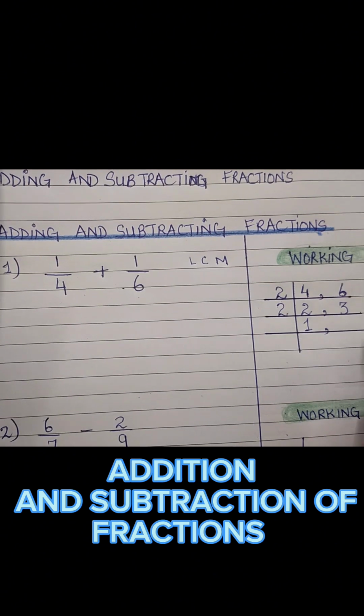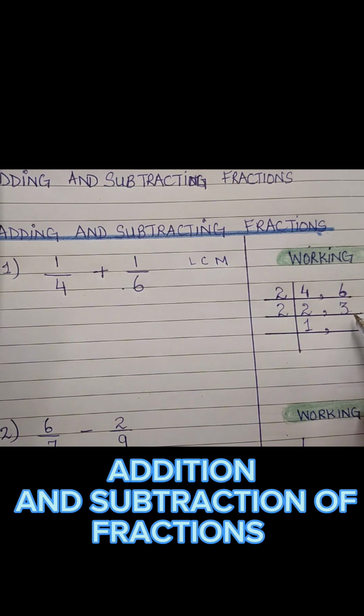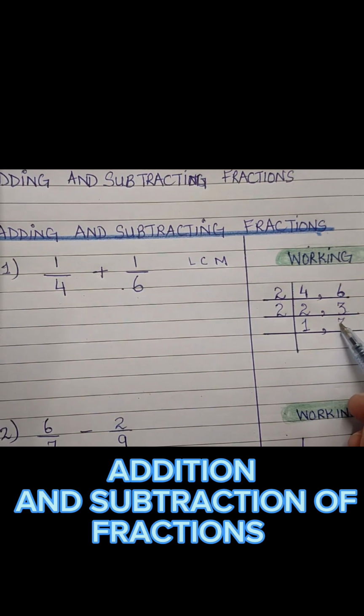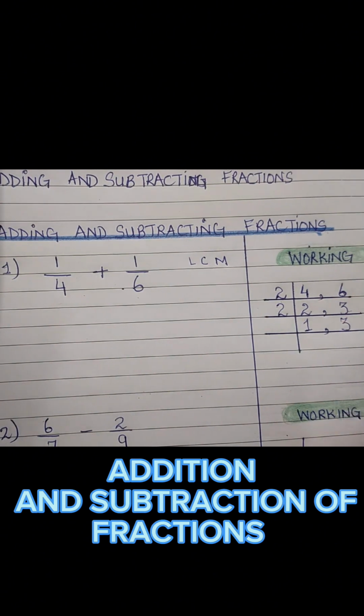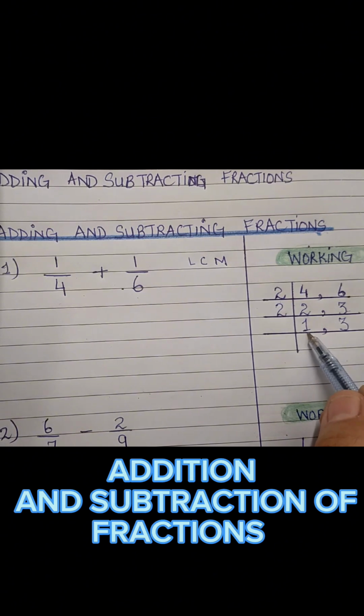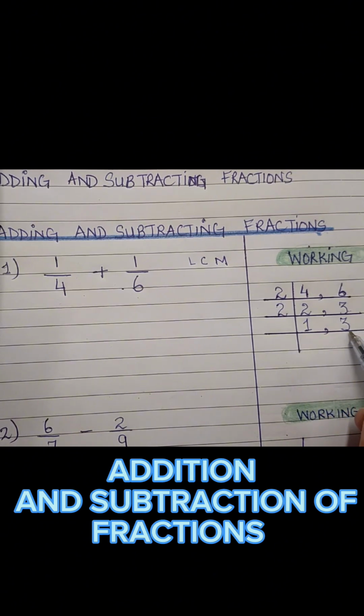Now there comes a figure here which is 3. Children, do you think 3 is there in the 2 times table? It is not in there. Why? Because the 2 times table does not have 3. So what are we going to do with this 3? We're going to drag this 3 down. Now over here in my ladder, I'm left with 1 and I'm left with 3.